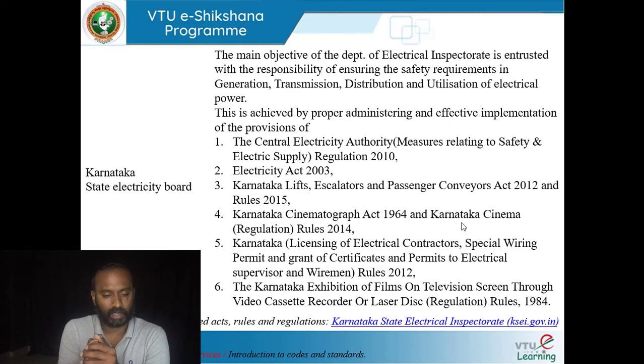And then comes the Karnataka Electricity Board. This is again an excerpt from the website of the Karnataka State Electrical Inspectorate, ksa.gov.in. They talk about the set of acts and rules and regulations which are made under the guidance of the State Electrical Inspectorate. So somebody who is interested in downloading can go to the link that I have provided below. That will take you to the main page where you can download each of these and understand what the recommendation is from the standards perspective.